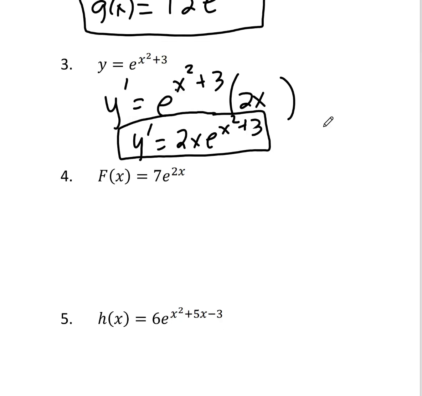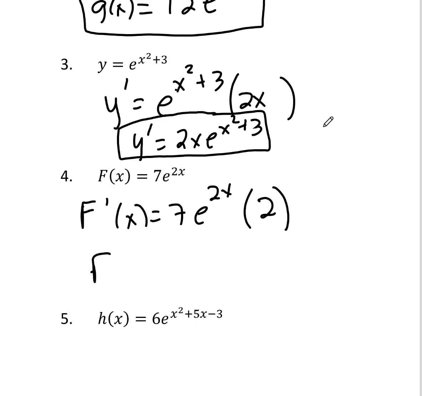4 says capital F of x is equal to 7 times e to the 2x. F prime of x will be 7 e to the 2x, derivative of 2x is 2. Because I can, I'm going to multiply the 7 times the 2. I have f prime of x is 14 e to the 2x.